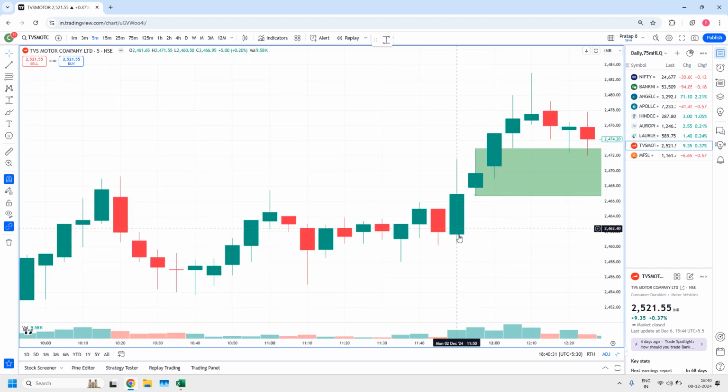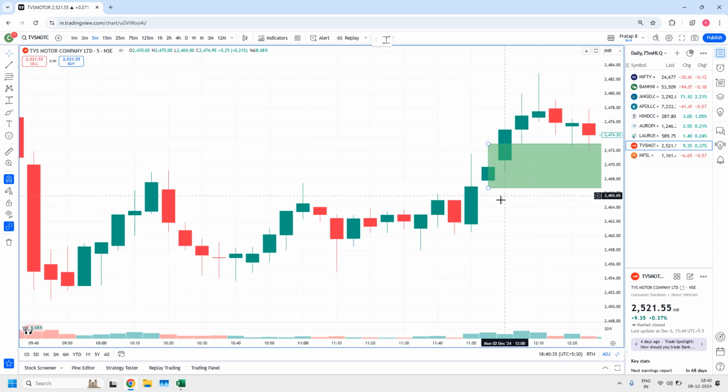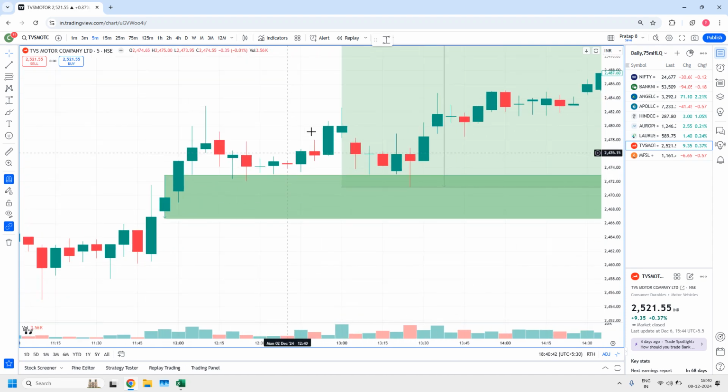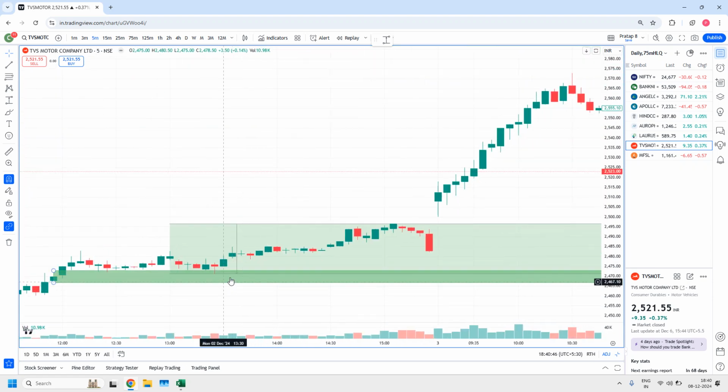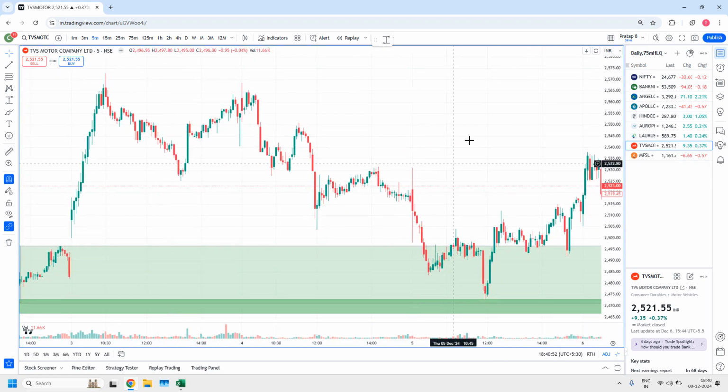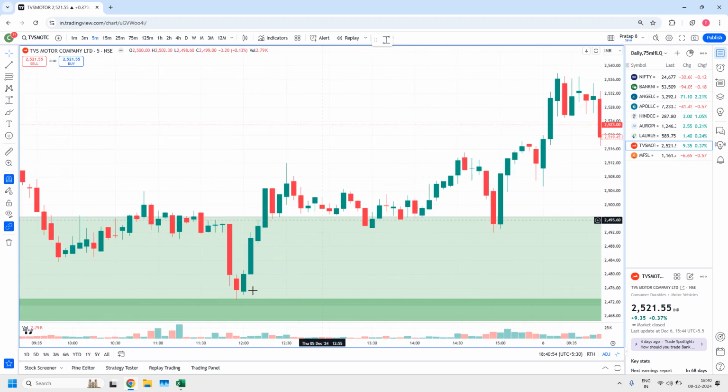We have a rally as a leg-in, you have a base candle, again you have a rally candle. After that prices came here and took the order flow, moved up, and once again prices came here, and this time this zone was created with a huge move. And after that, last Thursday prices came.